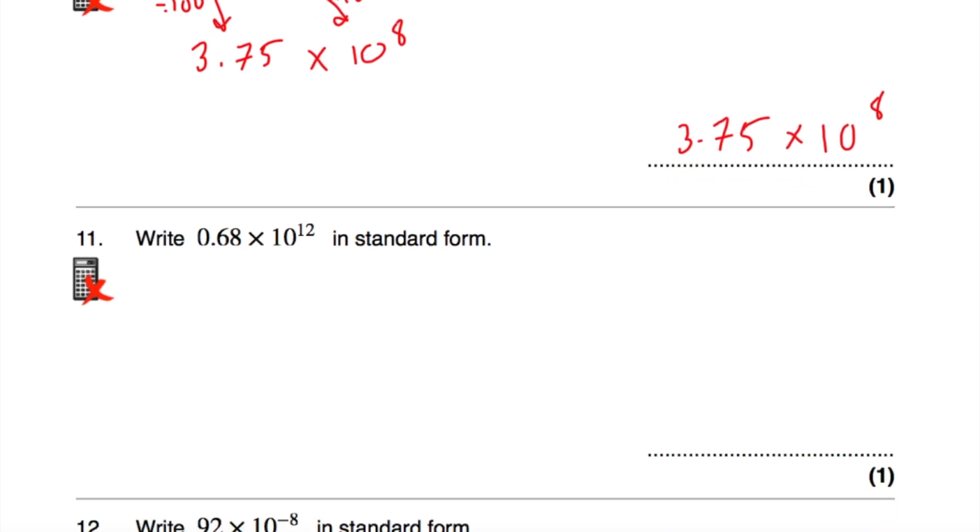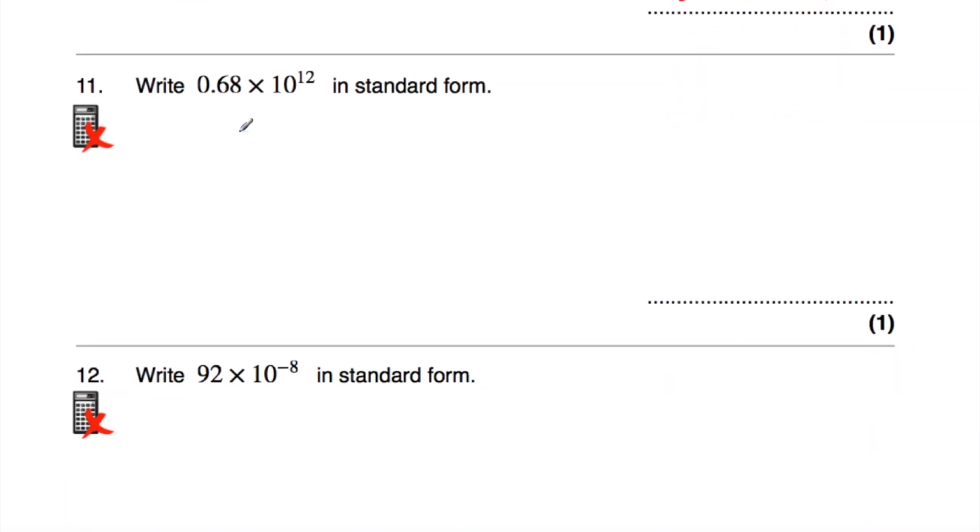Okay, now let's look at our next one, question number 11. Question number 11 says to write 0.68 times 10 to the power of 12 in standard form. So again, this isn't in standard form because this number needs to be between 1 and 10. So instead of being 0.68, we're going to write 6.8 because that would be between 1 and 10. But we've made that number 10 times bigger.